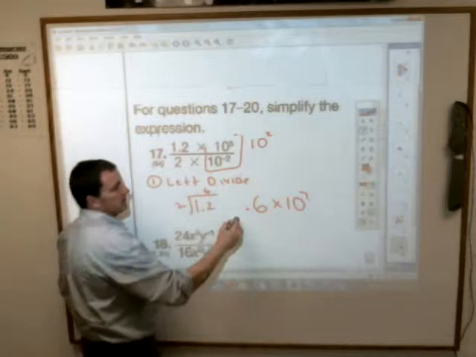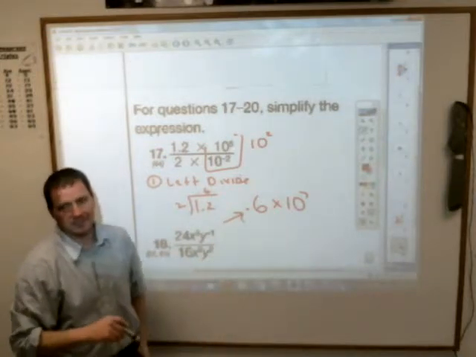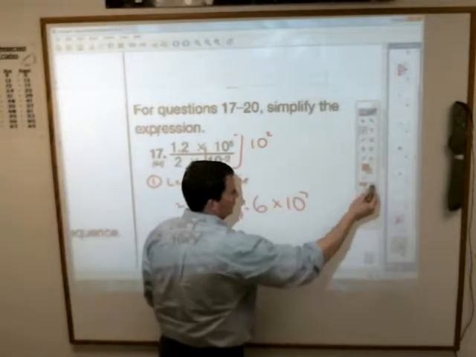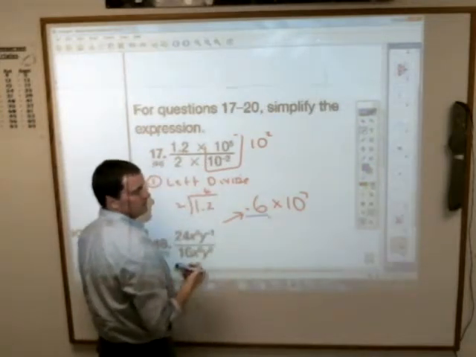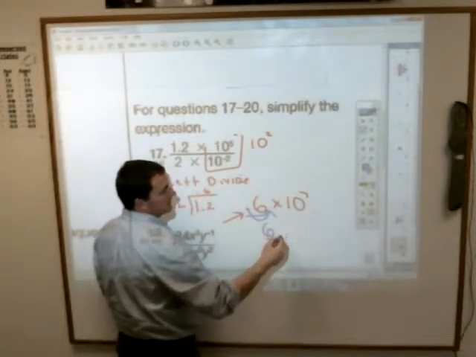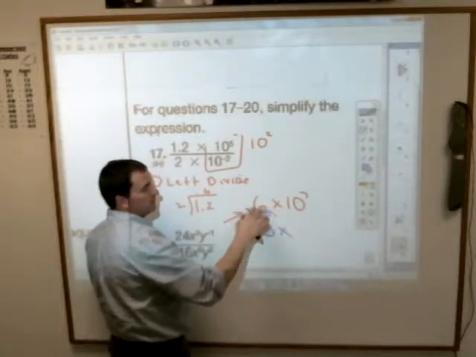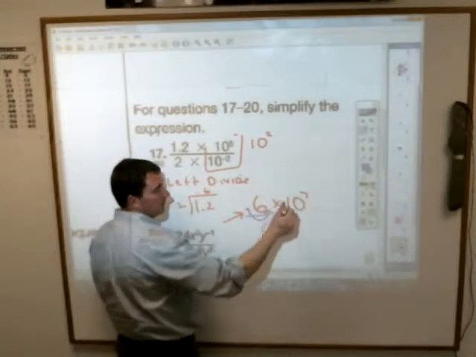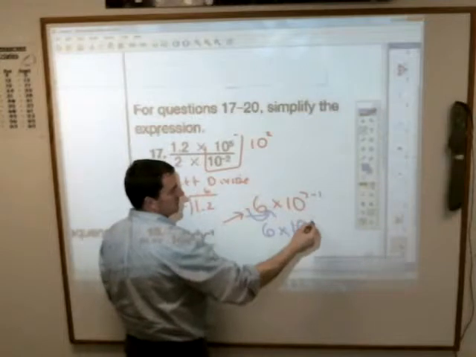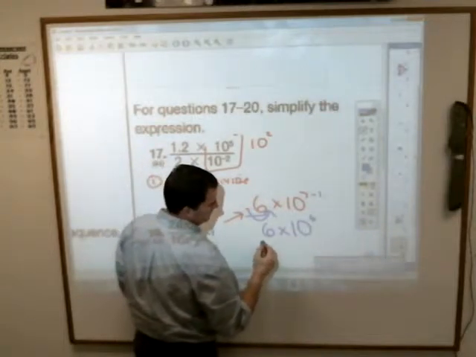And then this is not the right answer because it's not in scientific notation, okay? This first number has to be between 1 and 10. It's a simple fix. You just move the decimal to the right one place and make it 6. When I moved it to the right, I made this one bigger. That means I have to balance it out by making that one smaller. So it's 6 times 10 to the 6th.